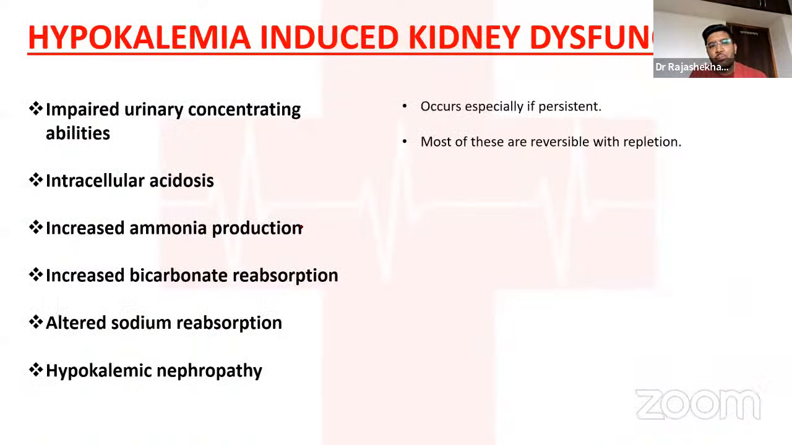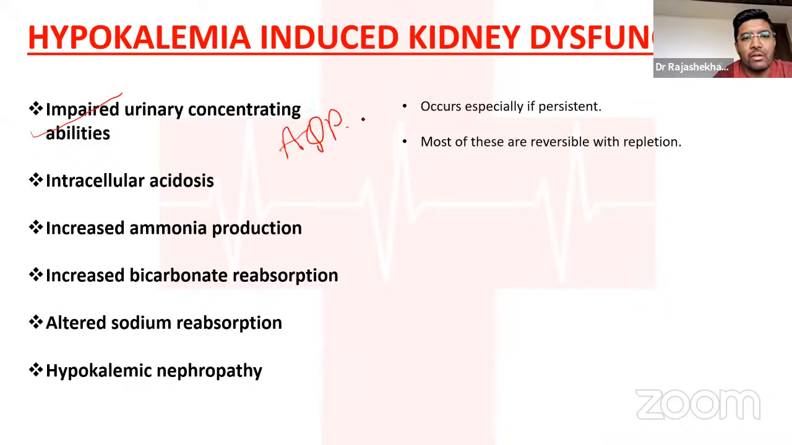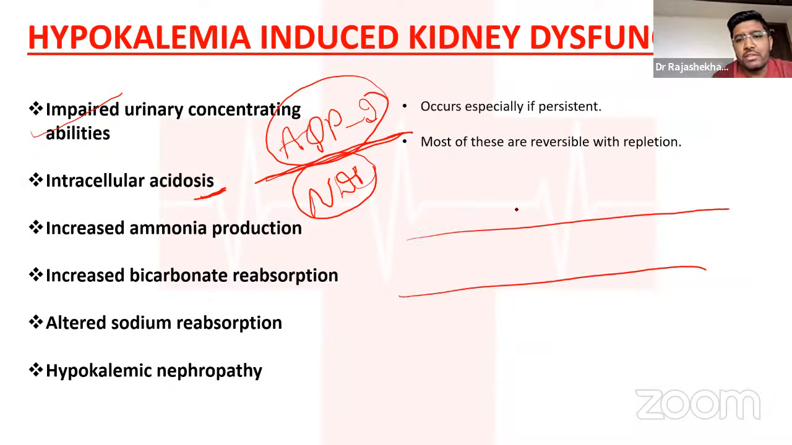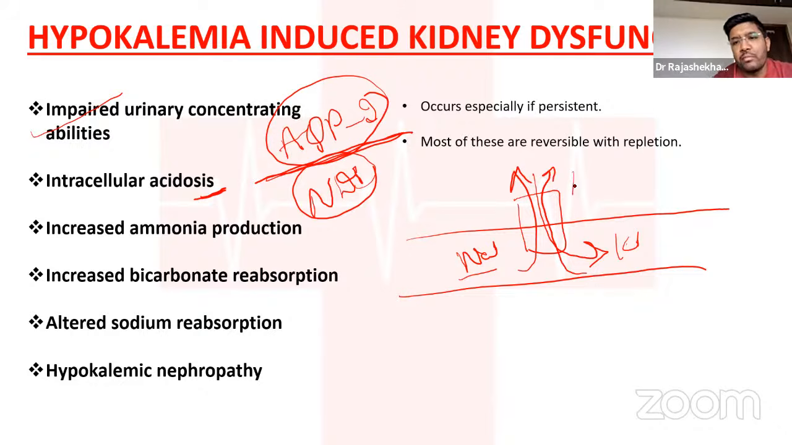So next, coming to the hypokalemia-induced kidney dysfunction. Prolonged hypokalemia can cause impaired urinary concentrating ability by directly inhibiting the channels, that is aquaporin 2. That's why long-standing hypokalemia can also cause nephrogenic diabetes insipidus. It can cause intracellular acidosis. As I told you, since potassium is being secreted with the sodium being reabsorbed excessively, sometimes along with the sodium there is another positive ion, H plus, that may come into the cell, which can cause intracellular acidosis in this patient.